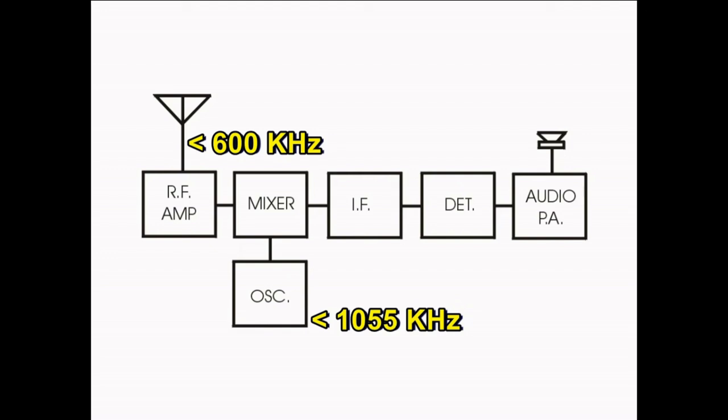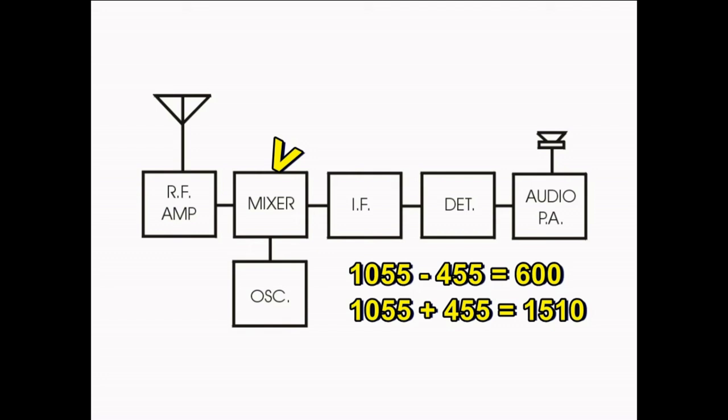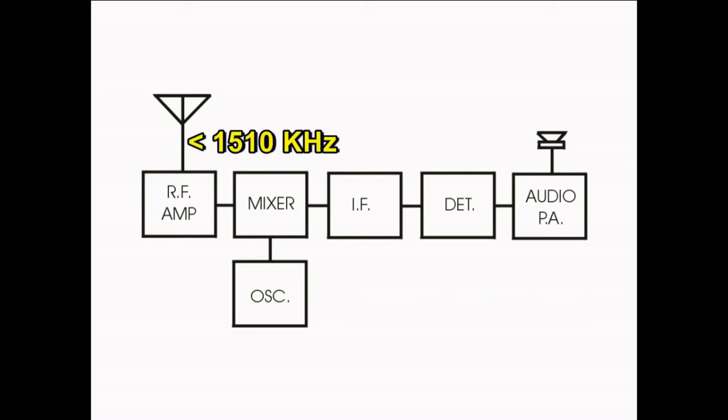Signals from the antenna and the local oscillator were fed to a mixer stage, which created additional signals at both the sum and difference frequencies. The problem was we wanted only the difference, in this case 1055 minus 455, or 600 kHz. But what happens when we add 1055 to 455? Another station at 1510 kHz can also create a 455 kHz signal that passes right through the IF filters.